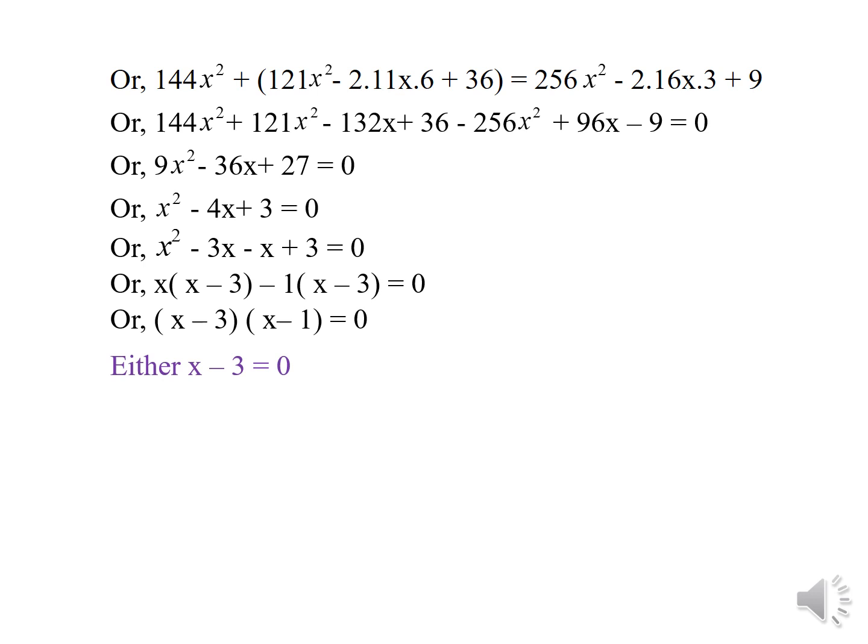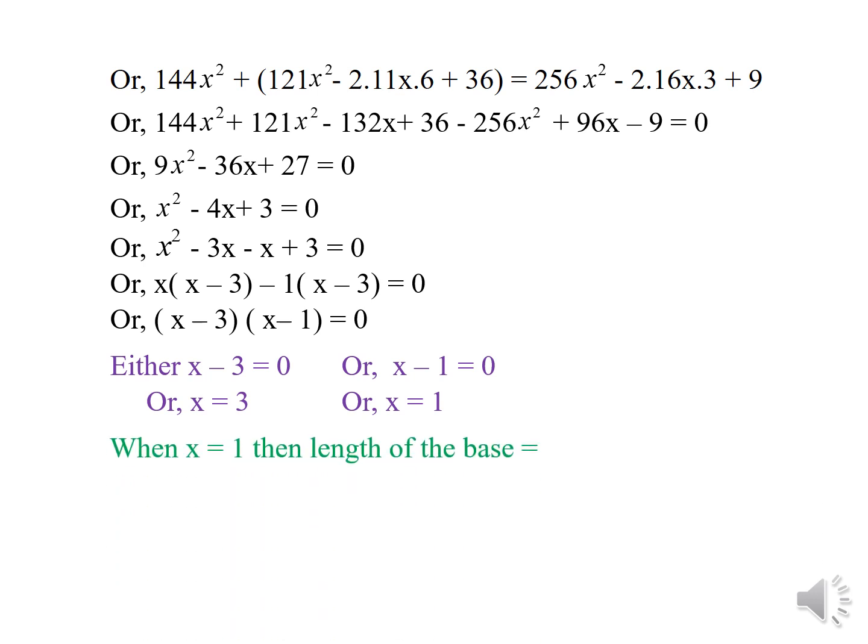Then we know if the product of two terms is 0, then either the first term is 0, that is x − 3 = 0. From here we get x = 3, or the second term, that is x − 1 = 0, that is x = 1. So we got two values of x, one of them is 1 and another one is 3.